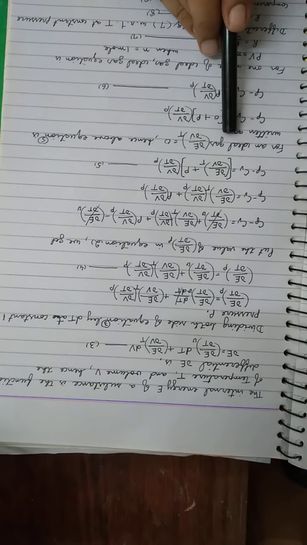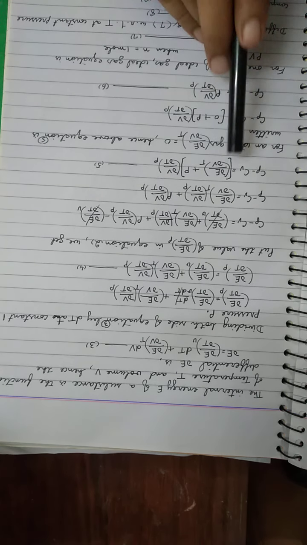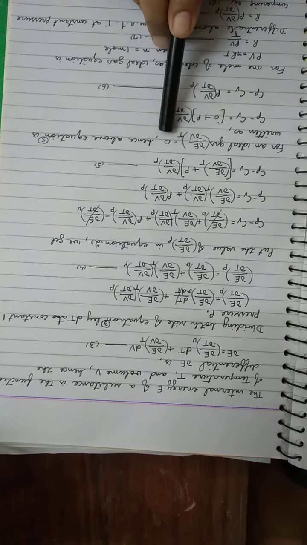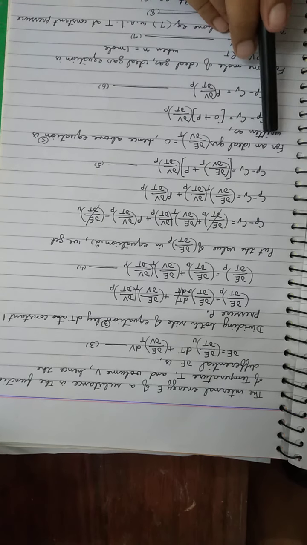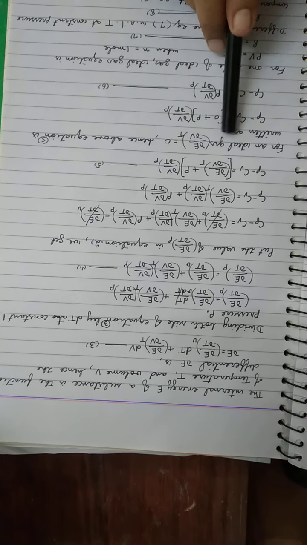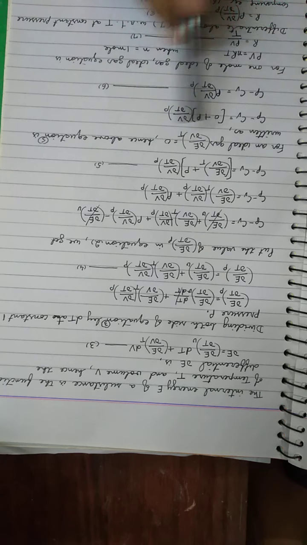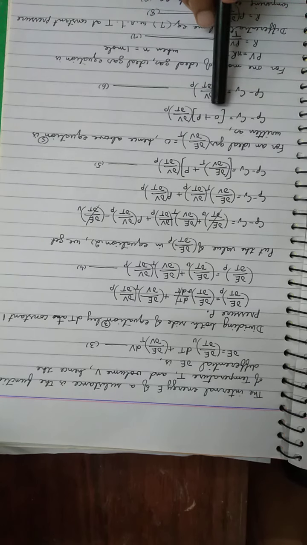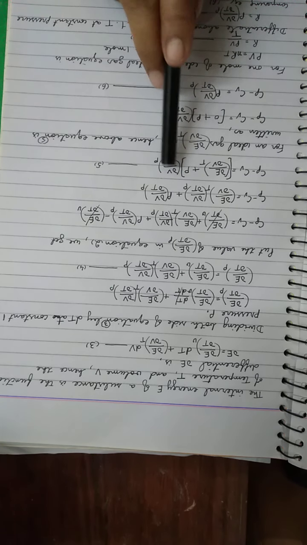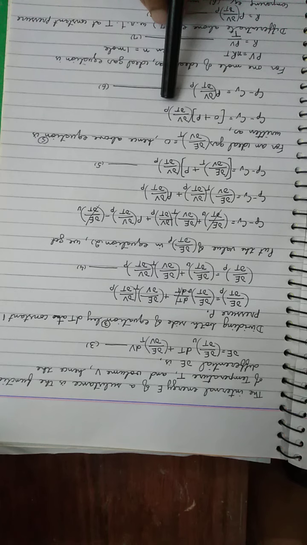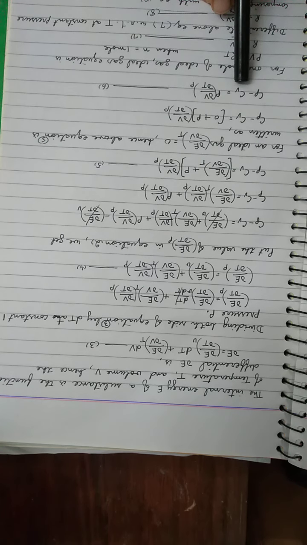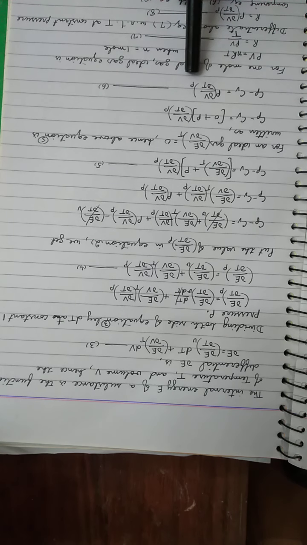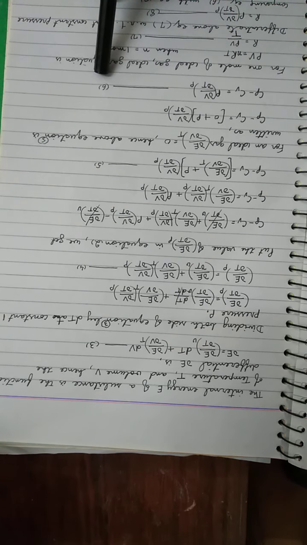Now, for an ideal gas, partial E by partial V at constant temperature is always equal to 0. Note that we are always considering the ideal gas. Hence, the above equation 5 is written as Cp minus Cv is equal to 0 plus P into partial V by partial T at constant pressure. So Cp minus Cv is equal to P into partial V by partial T at constant pressure. This is equation number 6.